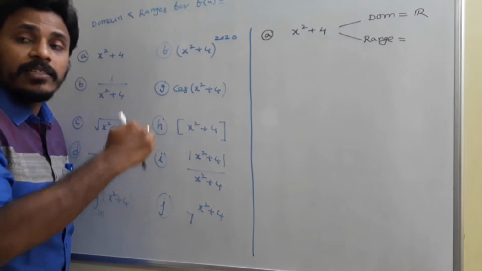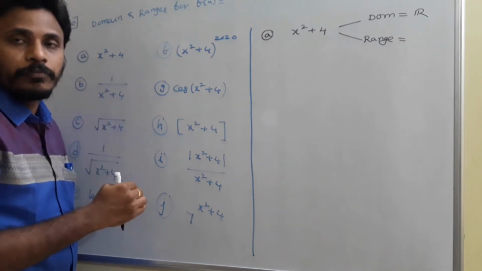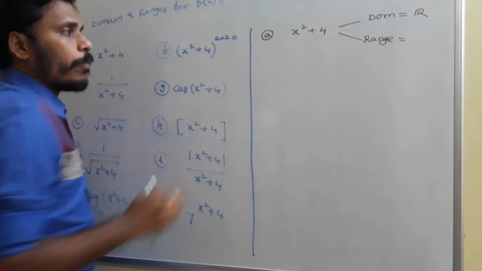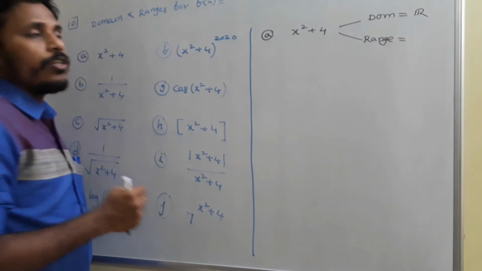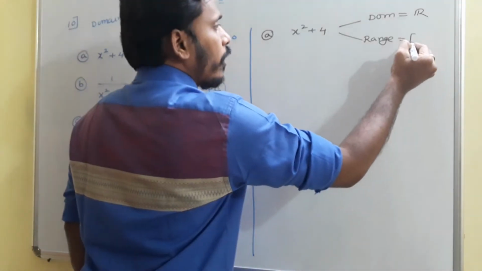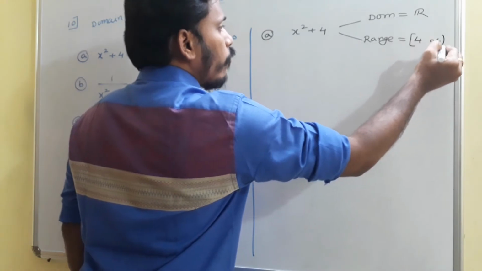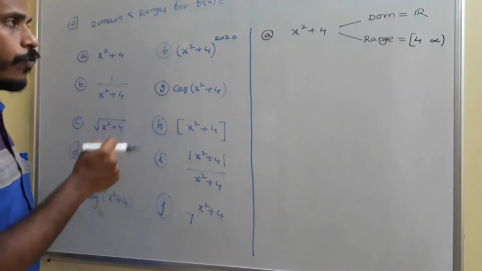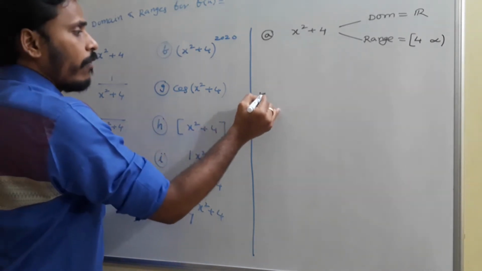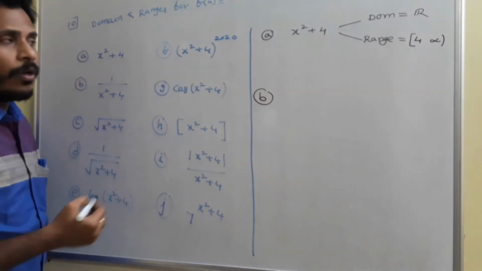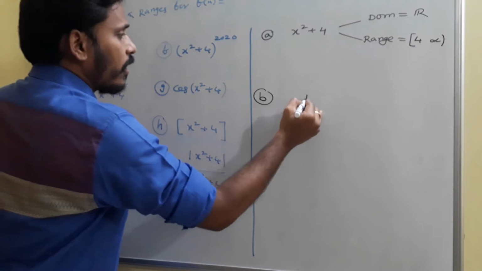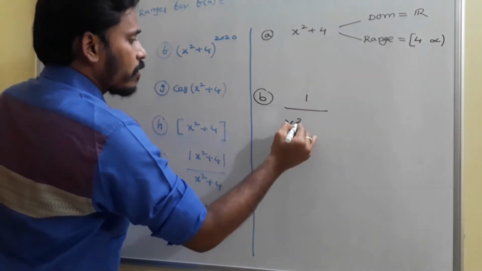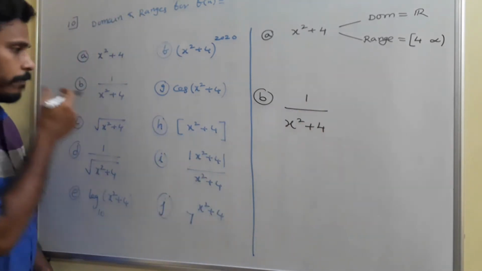Whenever x is 1, its value is 5. In the sense, it is increasing from 4 onwards. So for x square plus 4, the minimum value is 4 and up to infinity. So its range is 4 to infinity. Just observe it. For this function, the domain is all real values, whereas the range is 4 to infinity.